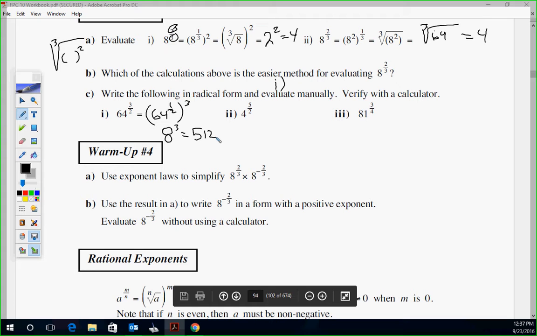So again, I'm going to take the numerator out. I'm going to write this as 4 to the 1/2 to the 5th. 4 to the 1/2 means the square root of 4, which is 2. Now it's 2 to the 5th, which is 32.